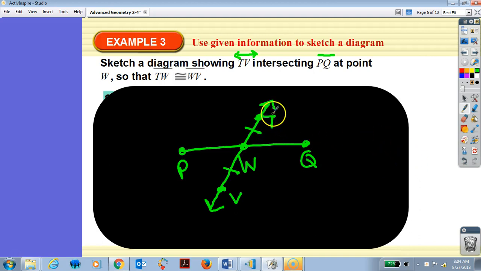Is that the only way to draw it? No. Maybe my line went this way and my segment was going that way, or my segment was coming in on an angle, right? All that you have to have is that W is on segment PQ, and it is the midpoint of TV. It's halfway between T and V, making these equal.